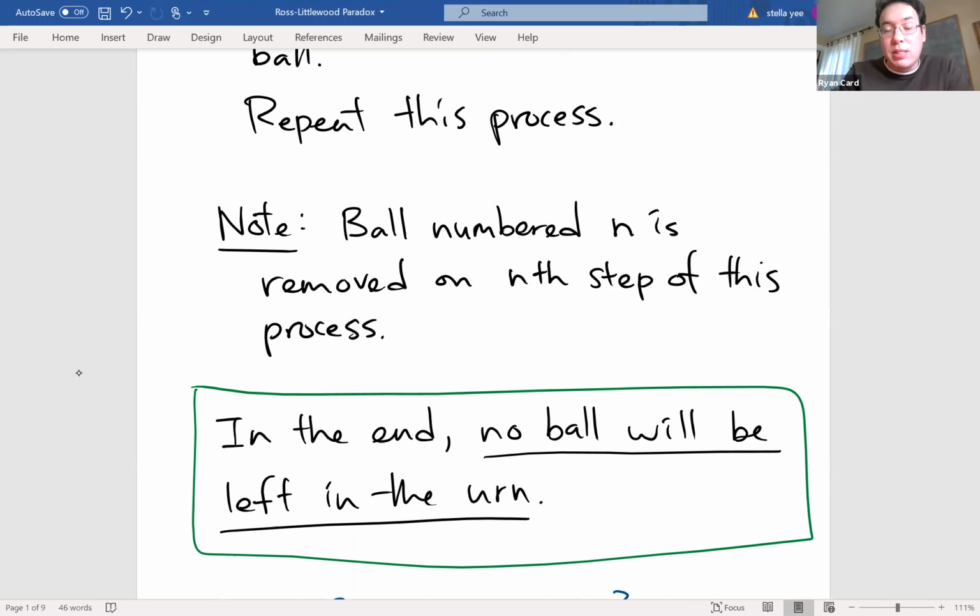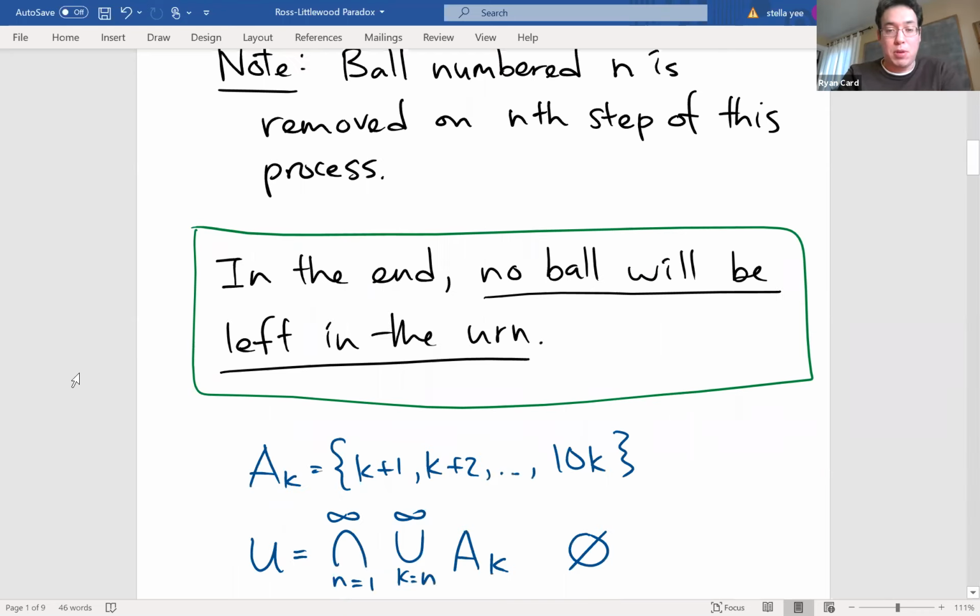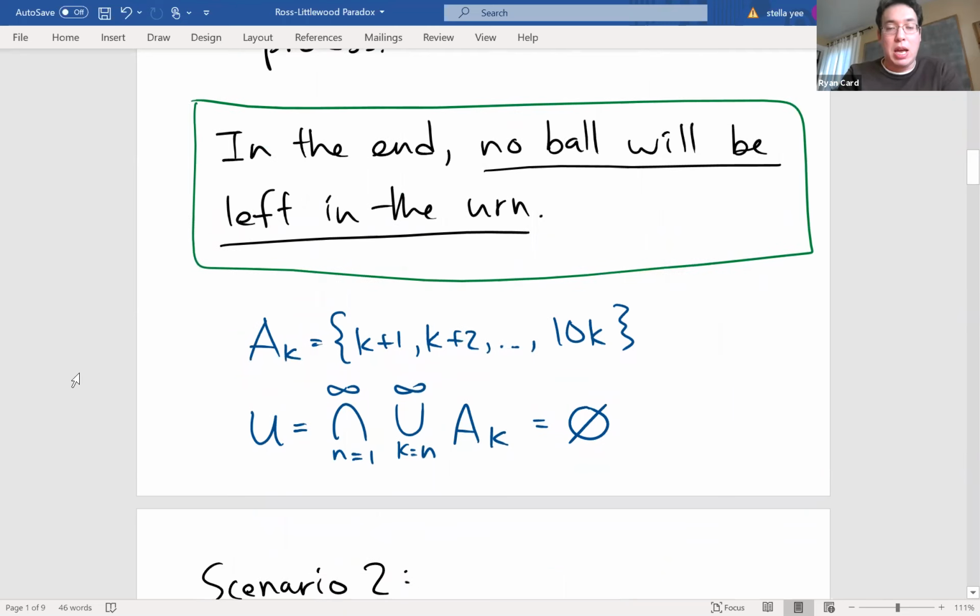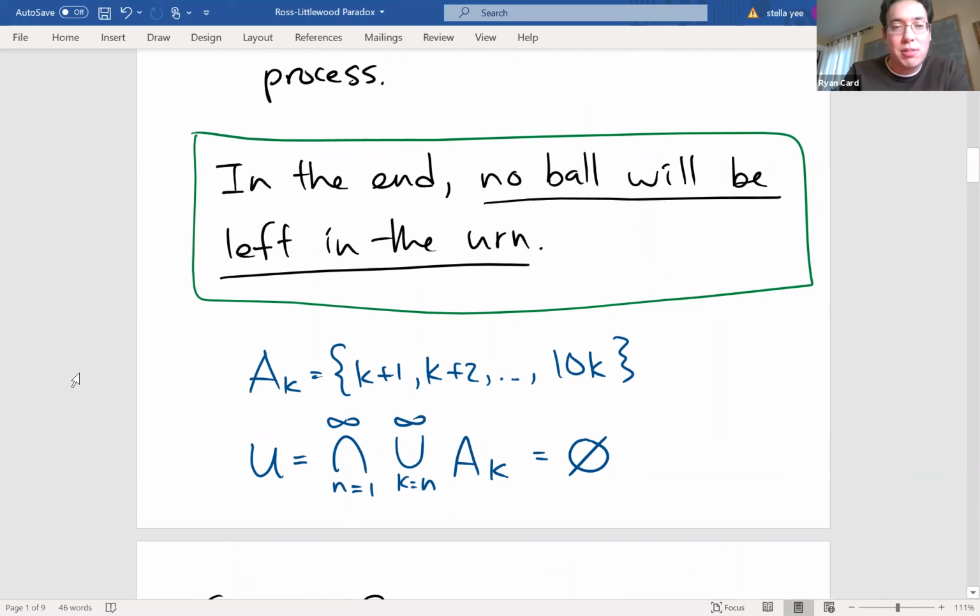Now, this is already paradoxical, but if you've dealt with things with infinite sets before, this might not be too surprising, even though it feels like there are more and more balls in the urn. As time goes on, there'll be nothing left at the end. Okay, let's do this with a different setup. I wrote down what this means in terms of sets, but you don't have to pay too much attention to that.